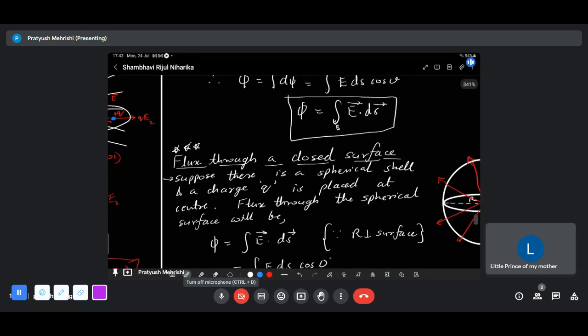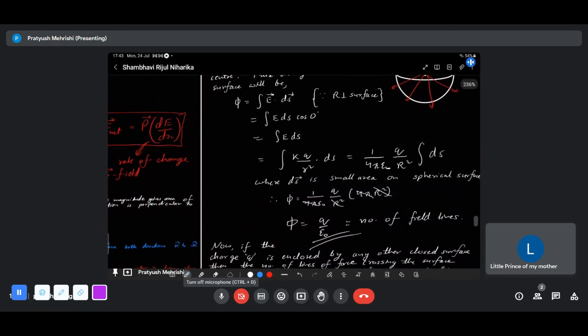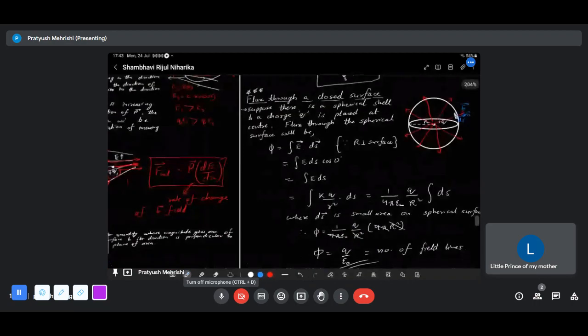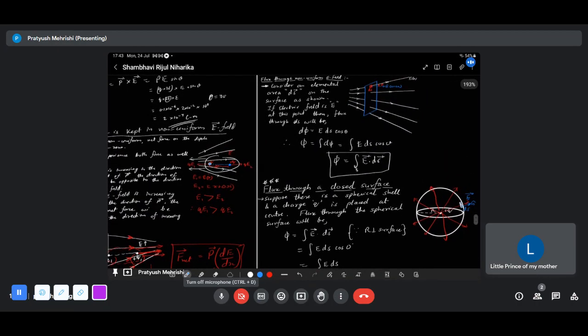Next, flux through a closed surface. If a closed surface is there, what will be the flux through that surface? The total flux through that surface is coming out to be q upon epsilon naught. This was asked in questions several times, that prove that the flux through a spherical ball will be this much. Got it now?